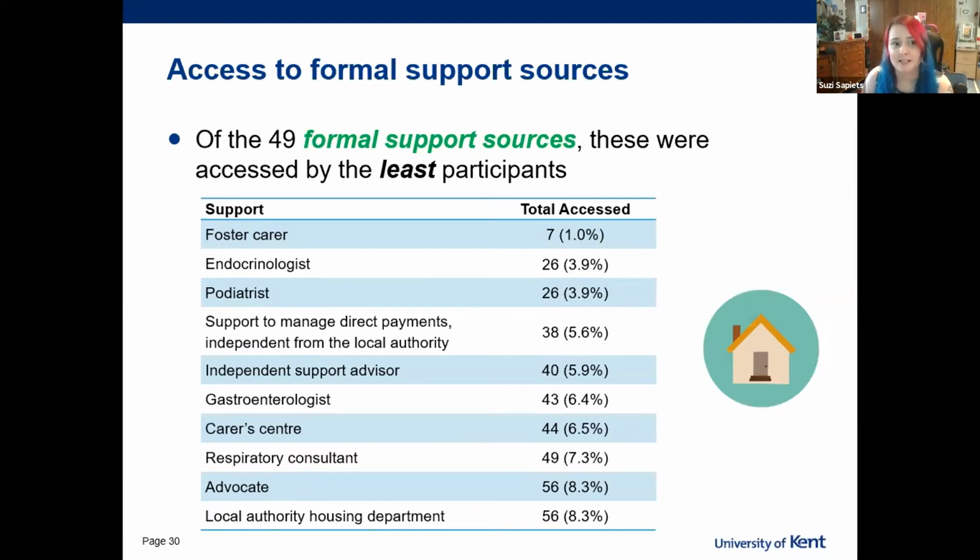So 1% accessed a foster carer, 3% an endocrinologist, which is a doctor that specialises in hormones, 3% a podiatrist, which is a doctor specialised in feet, 5% support to manage direct payments that was independent from the local authority, and 5% an independent support advisor. And these appeared to be more specialist supports, and also those aimed at supporting caregivers or the family in general, if we look further down the list at the carer centre and local authority housing department.